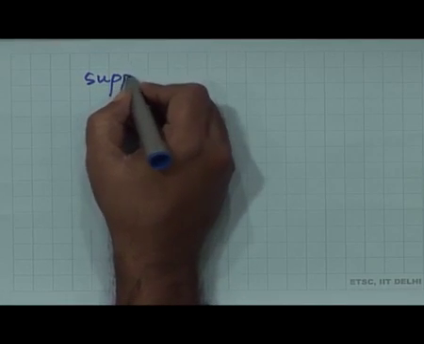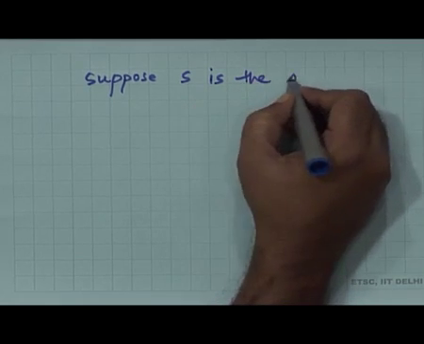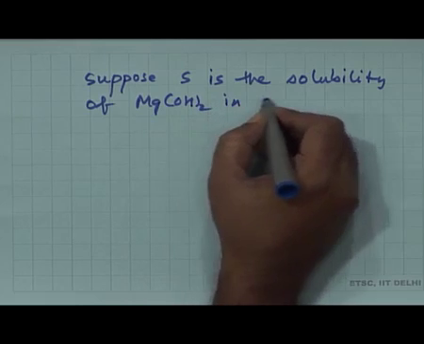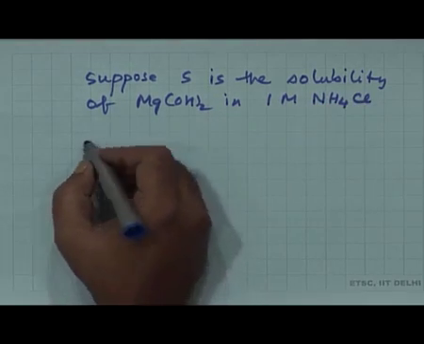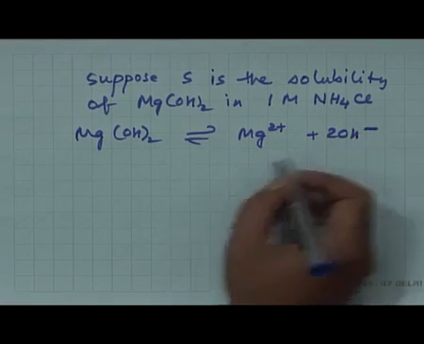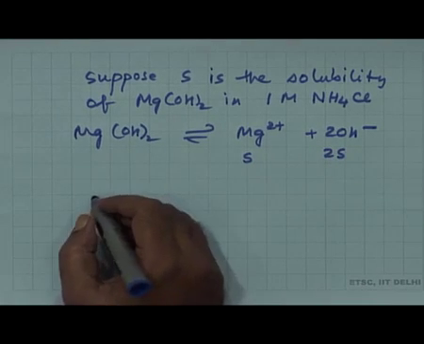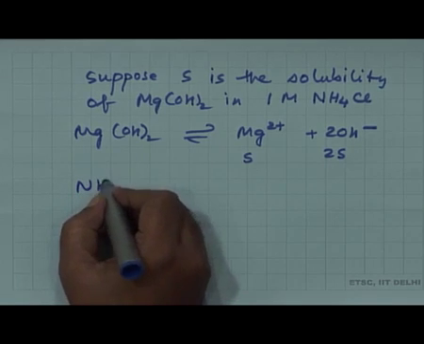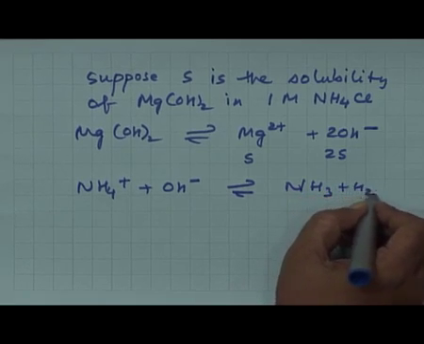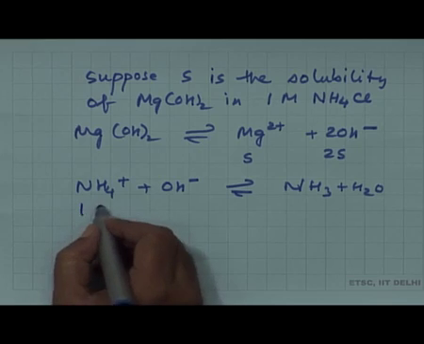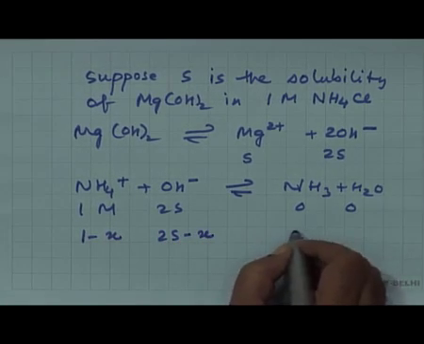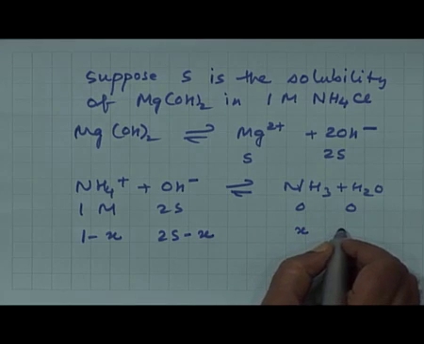So, suppose S is the solubility of Mg(OH)2 in 1 molar ammonium chloride solution. Then Mg(OH)2 gives Mg2+ and 2 OH- ion. If this is S, then this will be 2S. This OH- ion is used up in the reaction with ammonium ion. So, initially you have 1 molar and this is 2S molar. Reaction will take place, suppose X, and 2S minus X, then this will be X and this will be X.